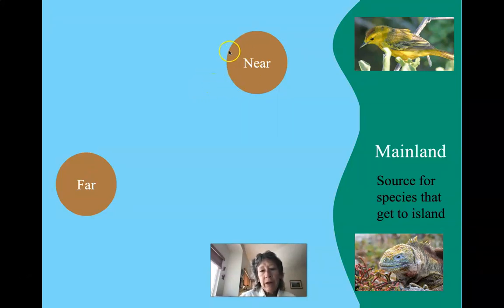And then we can look at the immigration rate on an island that would be near the mainland and compare that to an island that's far from the mainland. And again, the mainland is a source for species that are going to get to the island. And so you would expect the immigration rate for an island that's close to the mainland to be higher than the immigration rate for an island that's distant from the mainland, because it's going to be easier to get to that island that's close to the mainland.